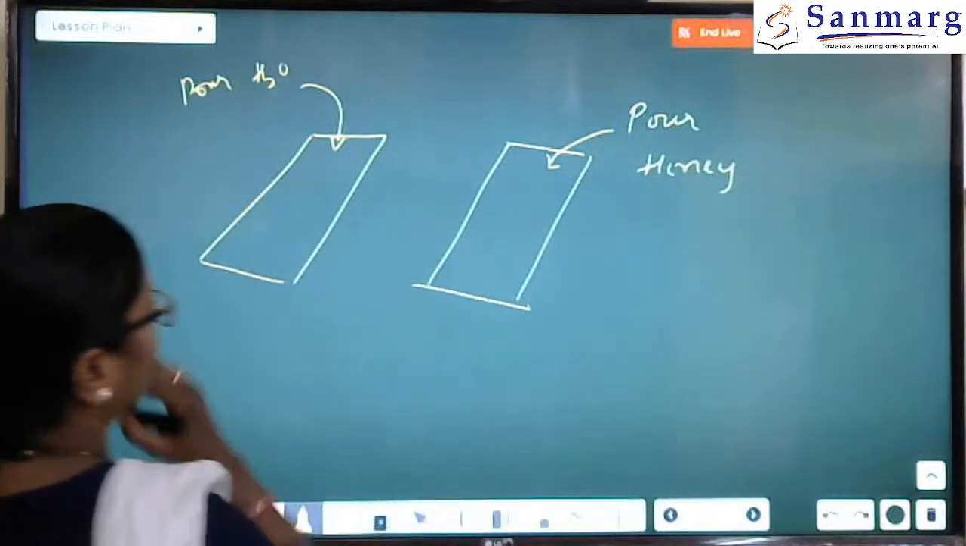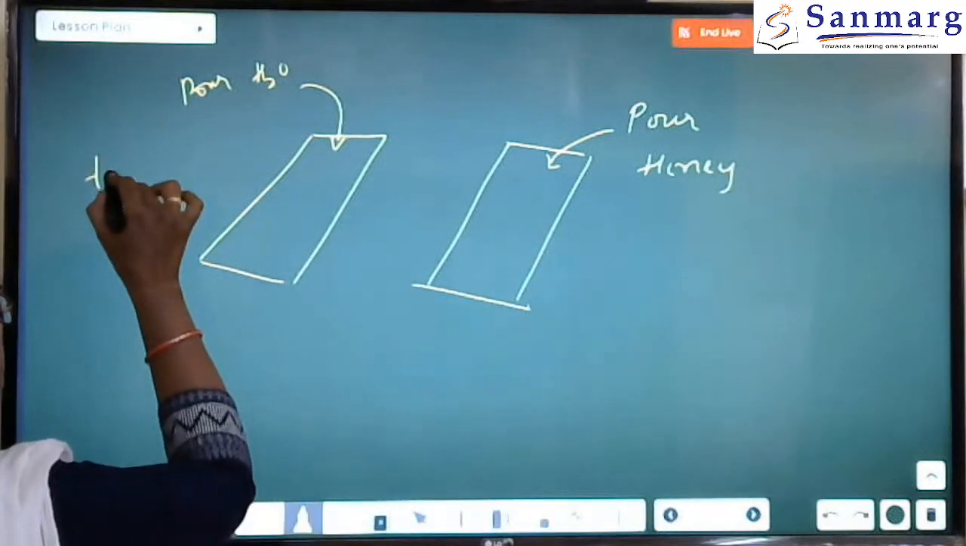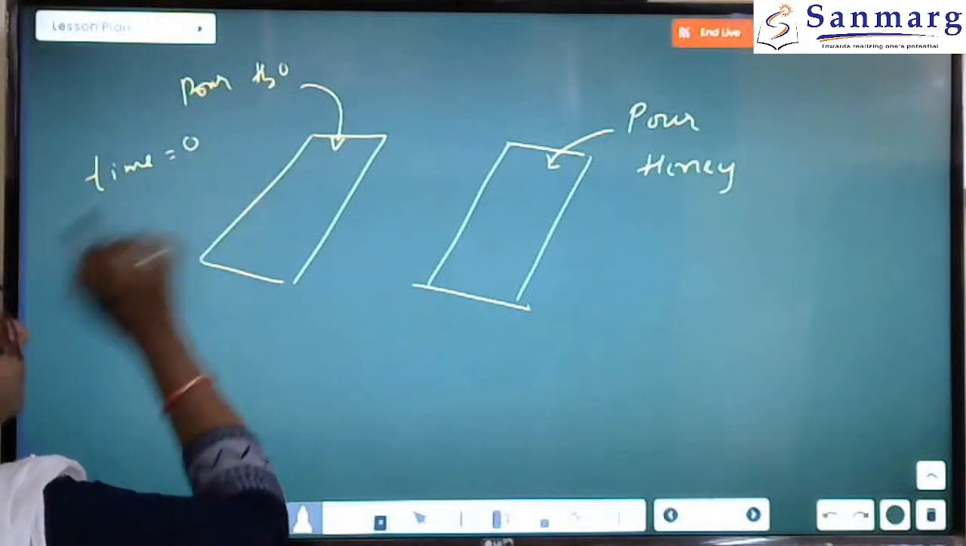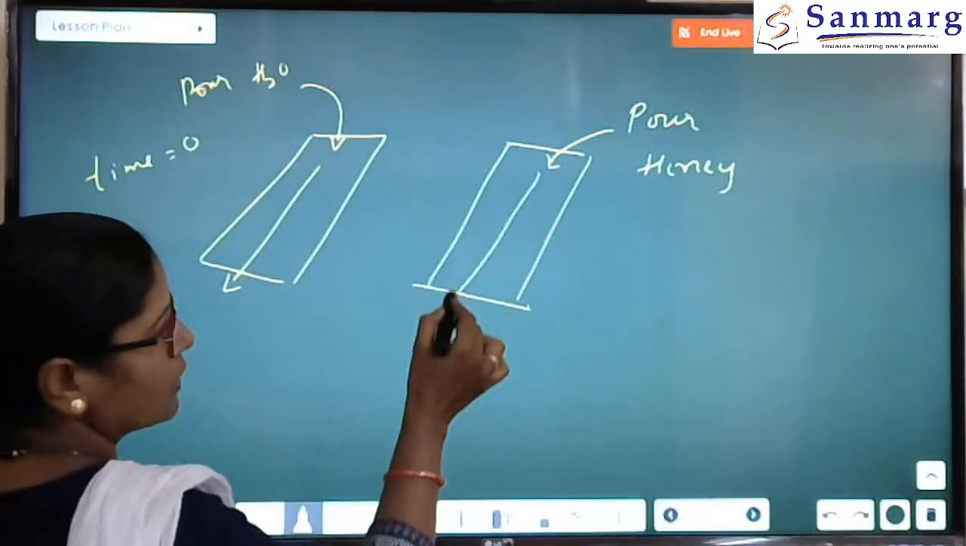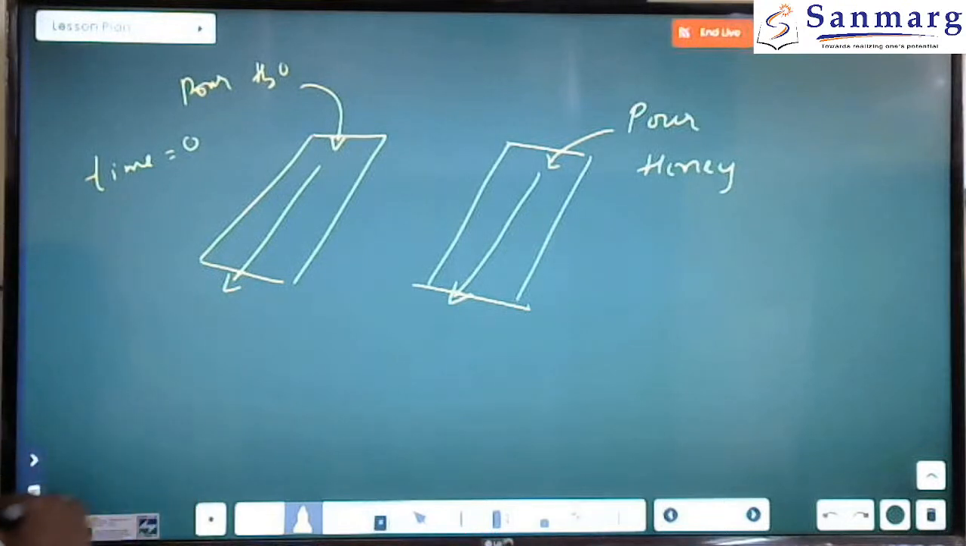Time 0 for both. Which one will drain first, which one will flow first?